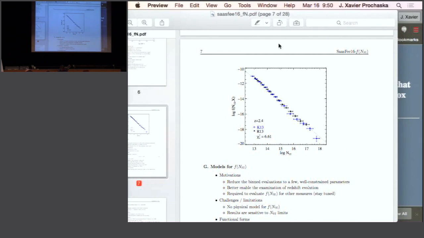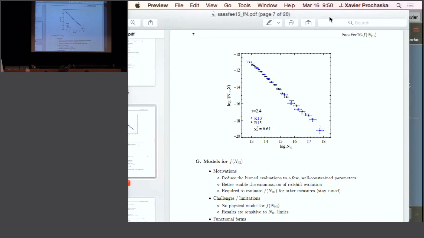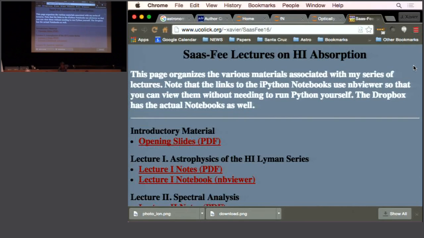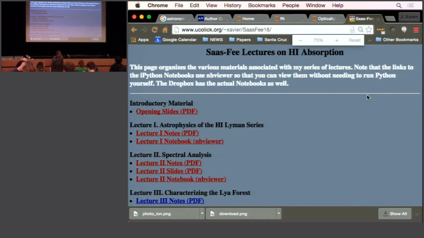Lower column densities. We have a couple more steps to go, and then we can start applying it to aspects of the intergalactic medium.